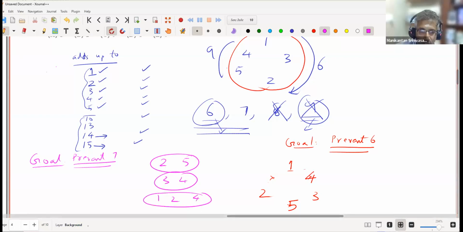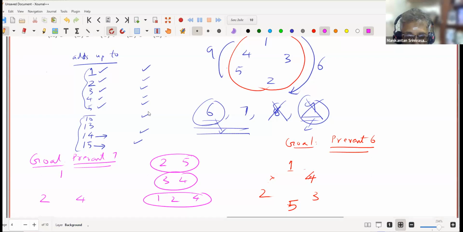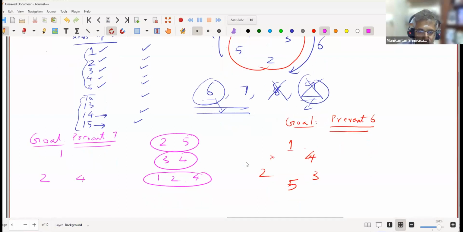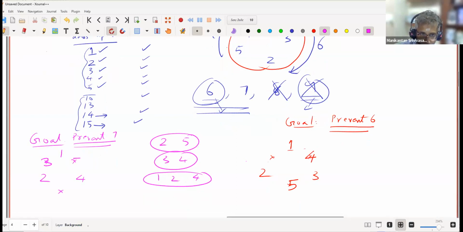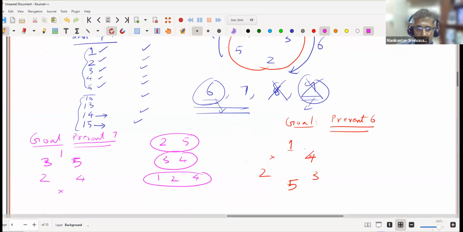By the same logic, it's exactly the same thing. Only the number is different, but the concept is the same. 1, 2, and 4, I'll put it like a tripod, right? Now I'll have to insert 3 and 5, but 3 cannot be close to 4. So these are the 3 spots. I better put 3 here. And 5 cannot be close to 2. Therefore, I better put 5 here. And that's it, right? No other way I can do.